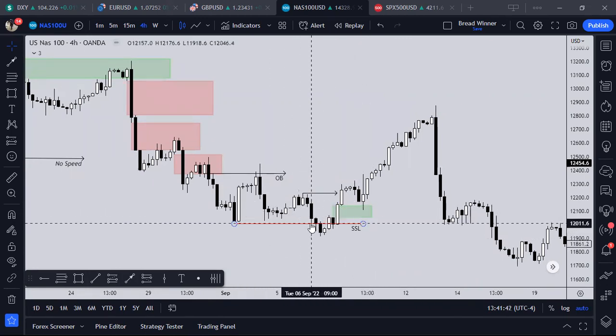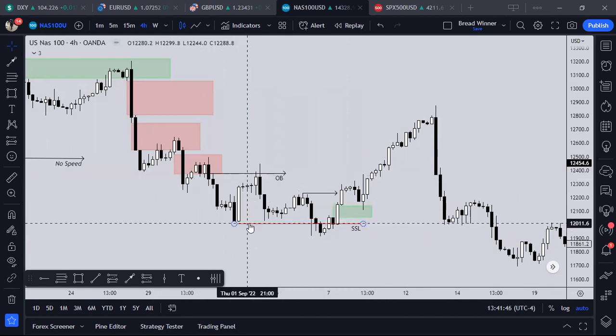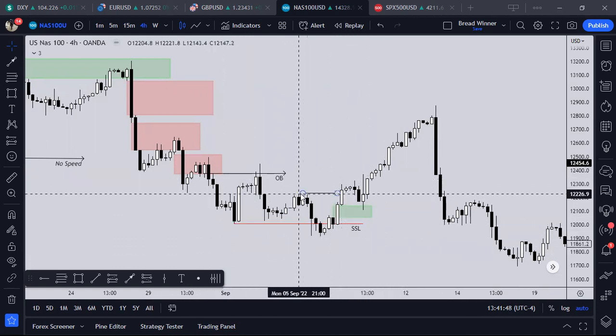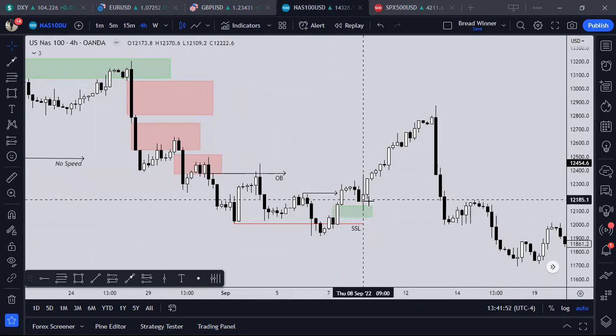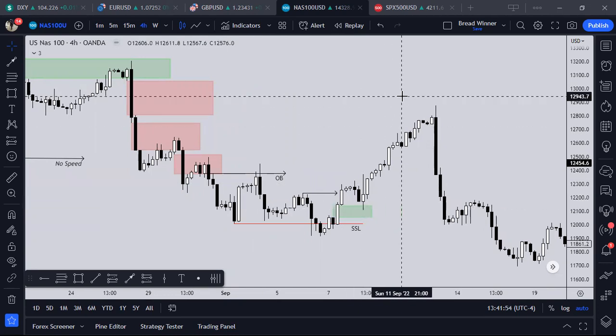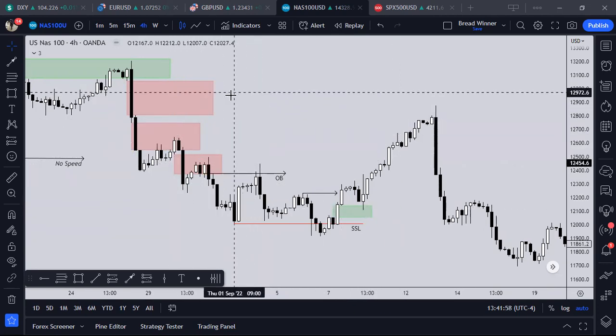And again, this is ICT's 2022 mentorship, but on a higher time frame, right? We have a run on sell side liquidity. We shift structure higher, come down into where the fair value gap was created prior to the shift. And you take the entry there, you trade higher towards the buy side liquidity, all points and levels there.